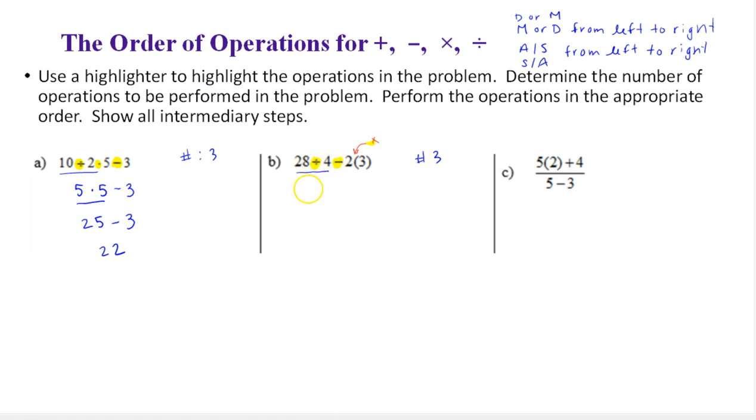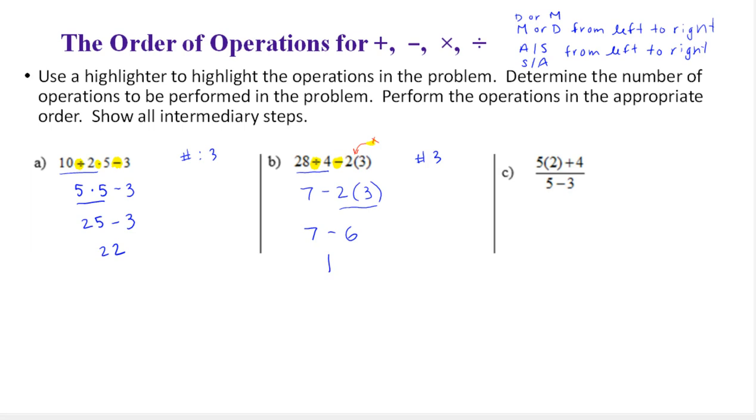28 divided by 4 is 7. So we have 7 minus 2 times 3. Now we have a subtraction and a multiplication. We do multiplication and division before any addition or subtraction. So next we're going to do 2 times 3. So 2 times 3 is 6. And then finally subtraction, 7 minus 6 is 1.